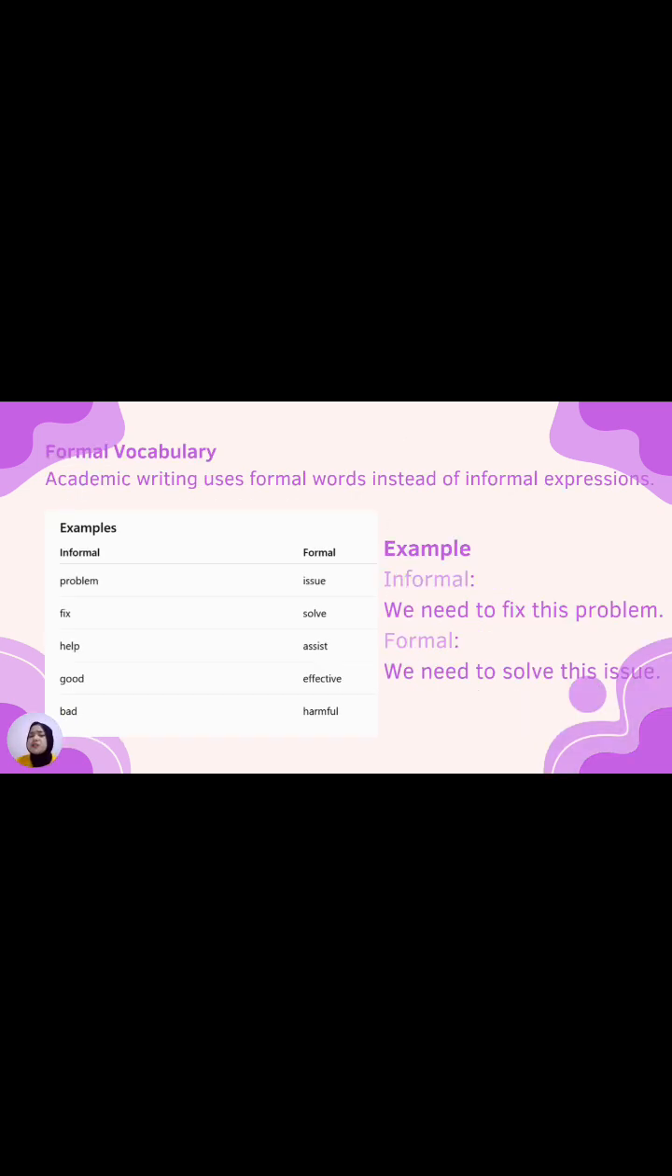Formal vocabulary. Academic writing uses formal words instead of informal expressions. Examples for informal: problem, fix, help, good, and bad. For formal: issue, solve, assess, effective, and harmful. For example, informal: we need to fix this problem. Formal: we need to solve this issue.